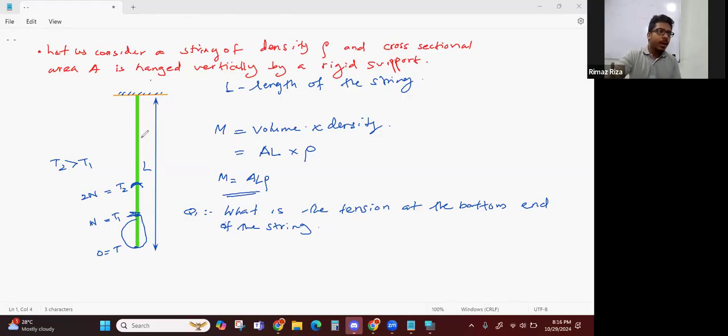Likewise, then where will the tension be maximum? The maximum tension will be here at this point. At this point, the tension will be maximum because it has to carry the entire weight or entire mass of the string, right? Therefore, the tension is minimum at the bottom end and maximum at the far end.